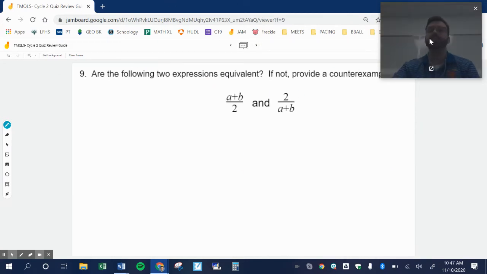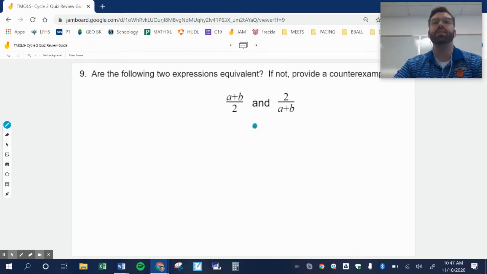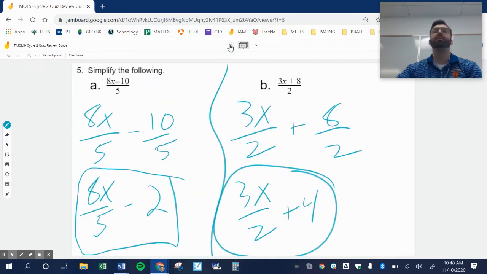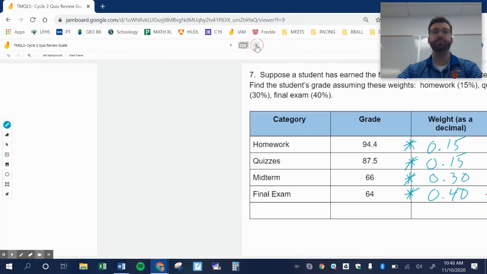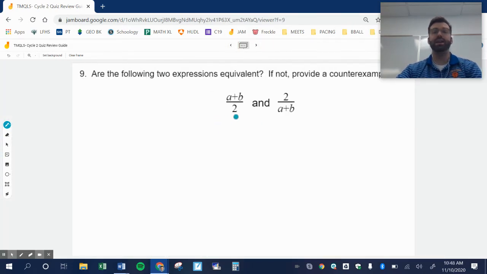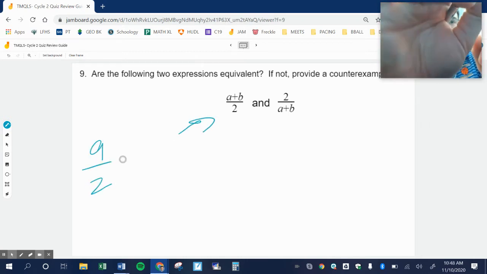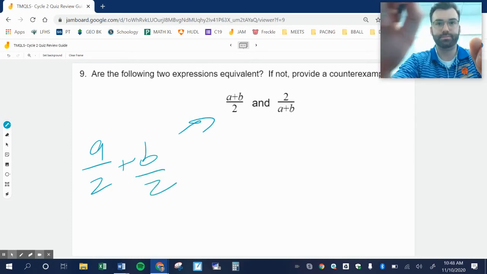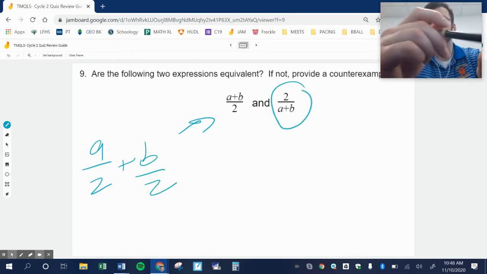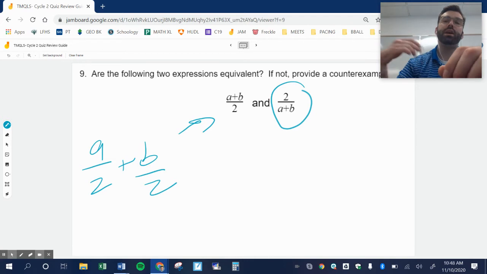Are the following expressions equivalent? If not, provide a counterexample. All right, so what I want to think about here goes back to simplifying this stuff right here. This goes back to splitting a fraction. So can I split this fraction? Well, luckily here, I can split this as a over 2 plus b over 2. I can't do anything there to simplify it. So now I want to think about, are these equivalent?